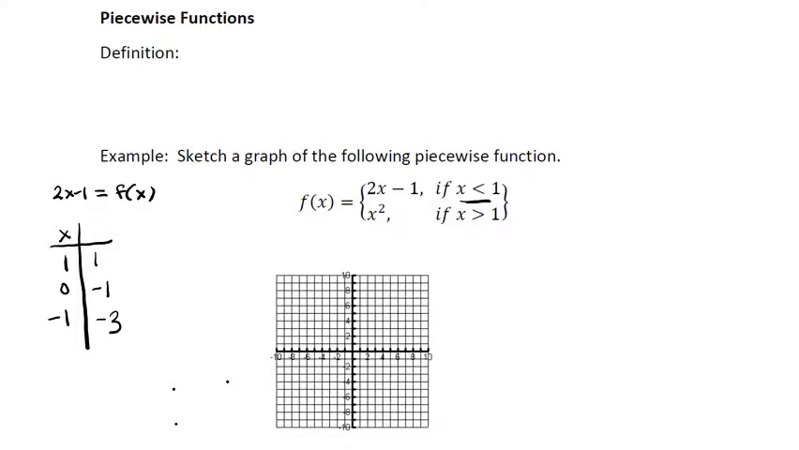So I have 1, 1. I'm going to have an open circle on 1, 1. And that's in red there. It doesn't look like it's exactly on 1, 1, but it's supposed to be. Because 1 is not in the domain of this function, x has to be less than 1. 0, negative 1. I'm going to make a closed circle there because that is a point on the graph. And then negative 1, negative 3.